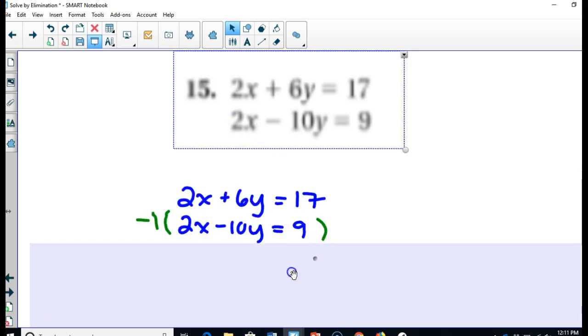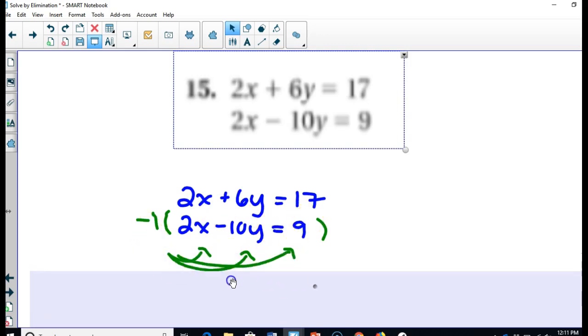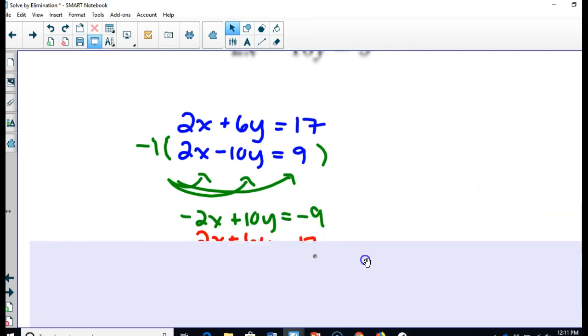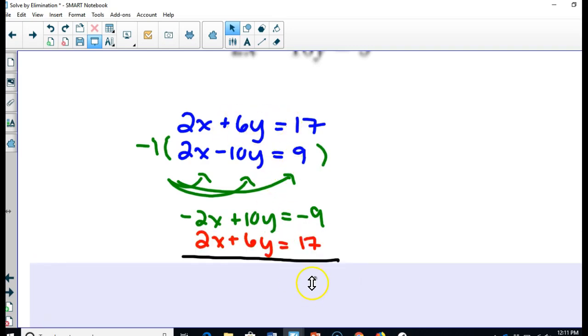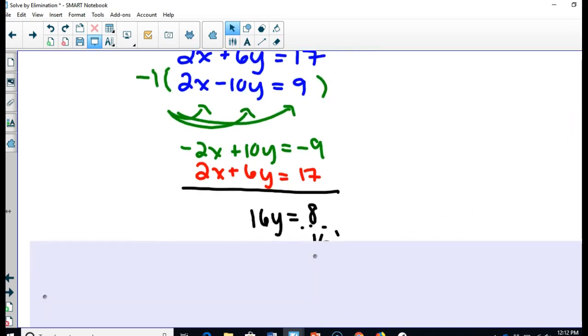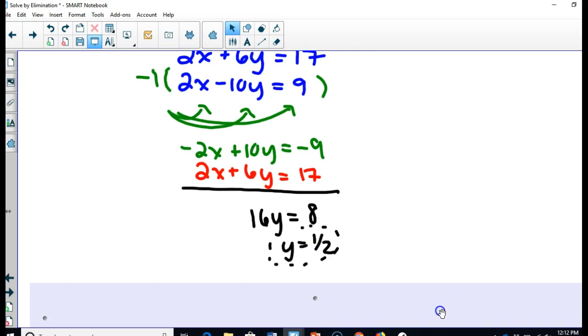So you can see I rewrote the equation down here in blue. This was my original, and I decided to multiply the bottom equation by -1. When I multiply it across, I then get -2x plus 10y equals -9. I rewrote this top equation below in red, and now I can combine the equations, and my -2x and 2x cancel out. I have 16y equals 8, and when I solve for that, I get y is equal to 1/2.